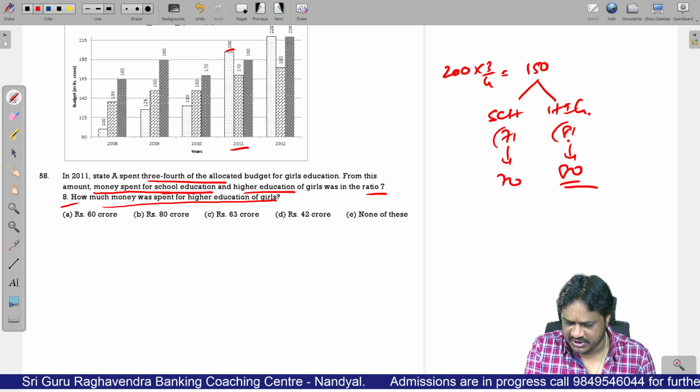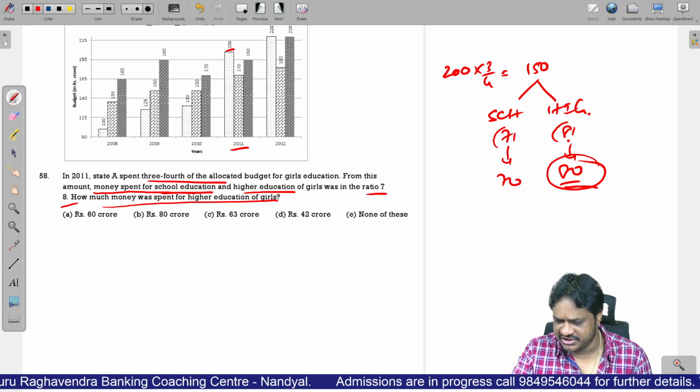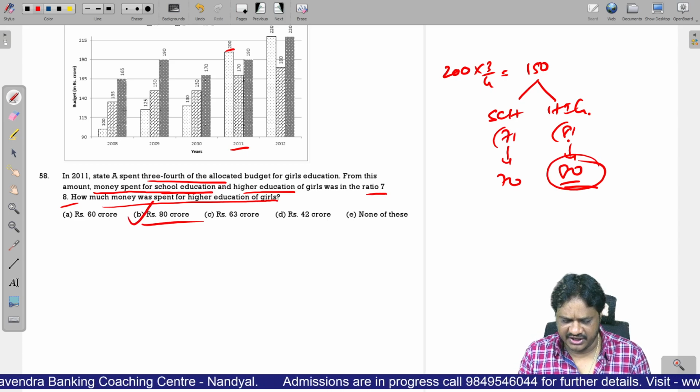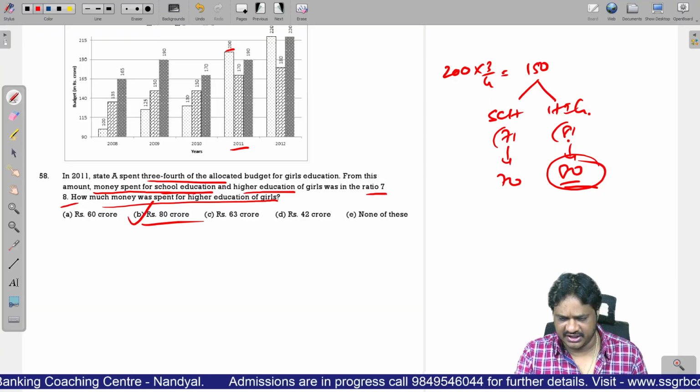Now how much money was spent for higher education? So higher education we got how many crores? 80 crores. Option 2 is the correct answer.